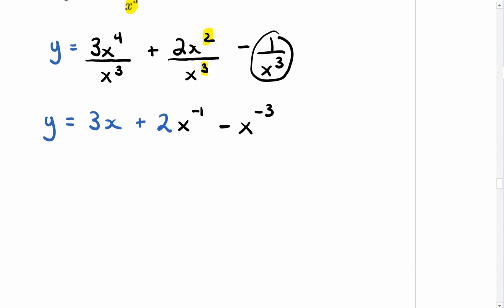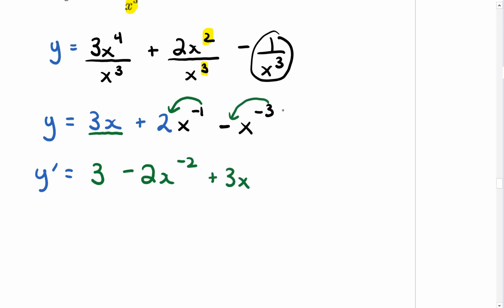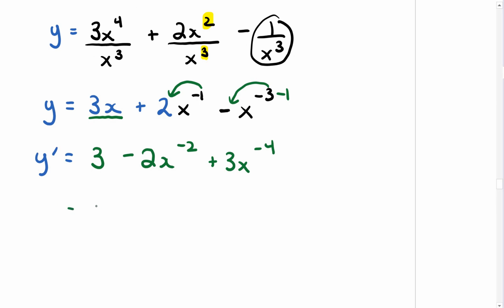All right, now you're in ready mode to take the derivative here, so let's go ahead. The derivative of 3x is going to be 3. The derivative of the next term is going to be negative 2x to the negative 2, and then negative 3 times that negative sign is going to be positive 3x, and then subtract 1, which gives you negative 4. Okay, and this is an okay answer, and if you want to write this with positive powers, you can for extra practice. And then I'll have x to the power 4 there.